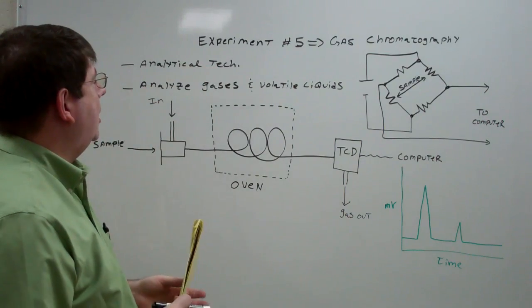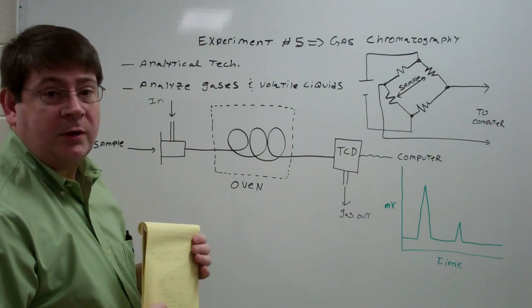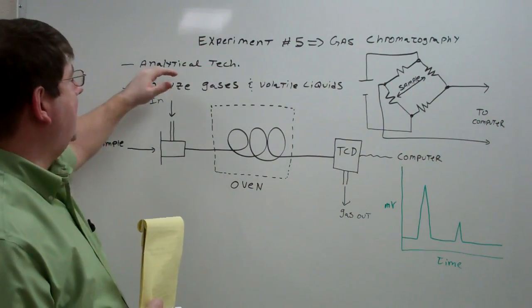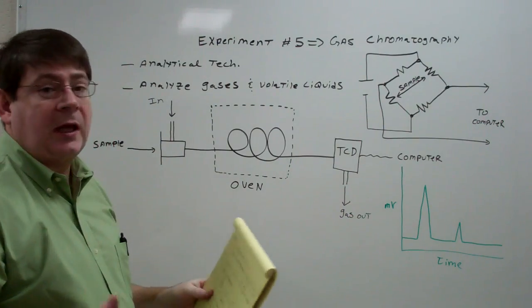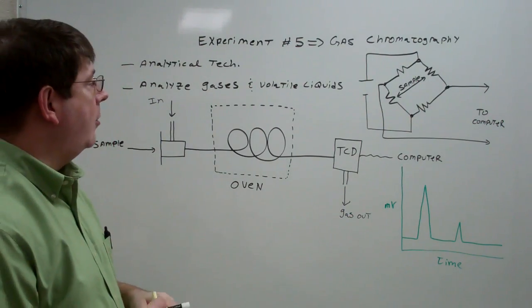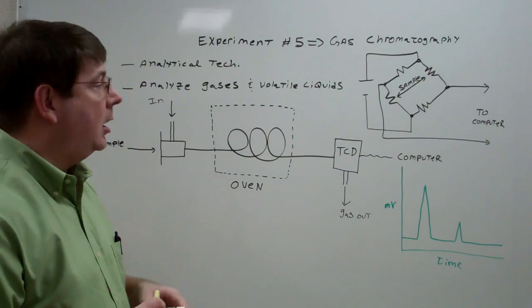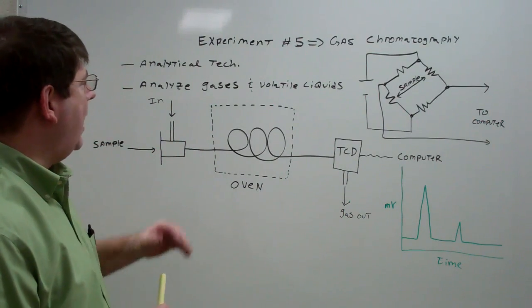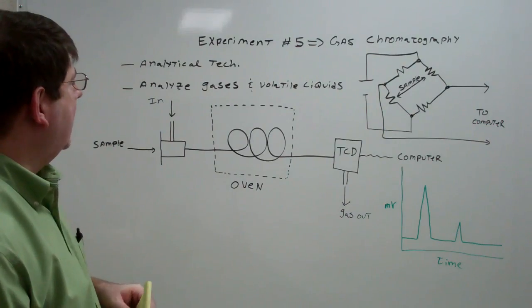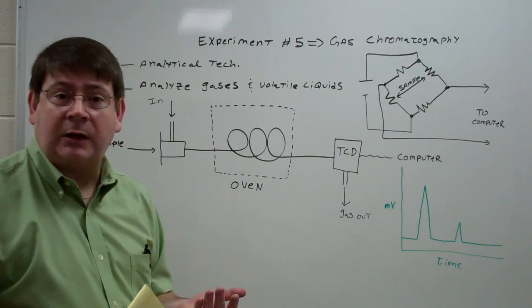So today we're going to be talking about experiment 5, which is gas chromatography. Gas chromatography is an analytical technique, just like you learned about thin layer chromatography a few labs ago. This too is a way of separating components of a mixture. However, gas chromatography allows us to analyze gases essentially.